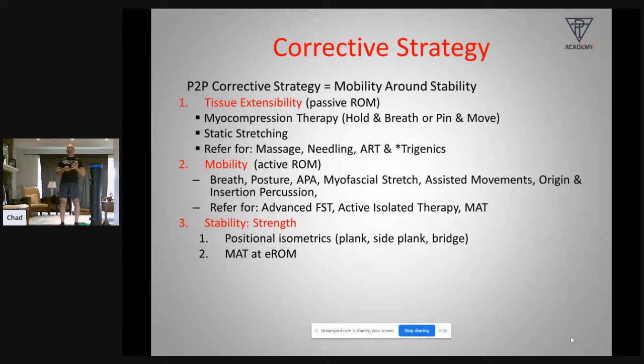So we start getting into things like planks and side planks and bridges, which are really positional isometrics, getting into reactive neuromuscular training, so getting into a range of motion, then creating joint perturbations and joint loading at a specific range of motion, particularly where there might have been a previous mechanical breakdown. And then another way is what I call muscle activation at end range of motion.